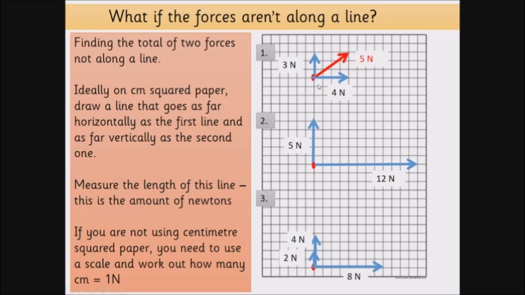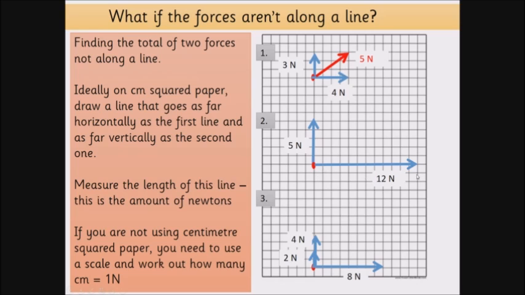If you weren't doing it on centimetre squared paper, you could use a bit of trigonometry on this, couldn't you? You might see that this is the 3, 4, 5 triangle. So you could say that 3 squared plus 4 squared, square rooted, will give you an answer of 5. So that's 3 squared, 9, plus 4 squared, 16. 9 plus 16 is 25, and the square root of 25 is 5. But with this on the specification, you may have to be able to cope with drawing these to scale on squared paper. Let's do another one.